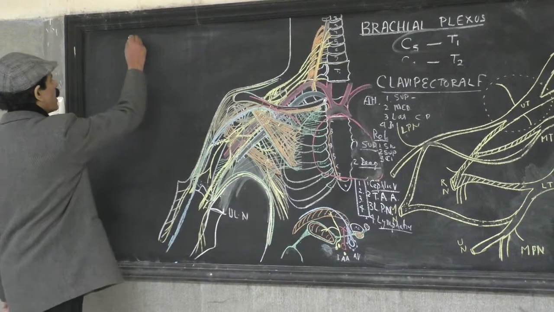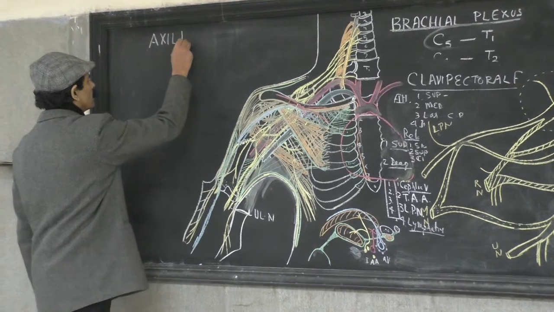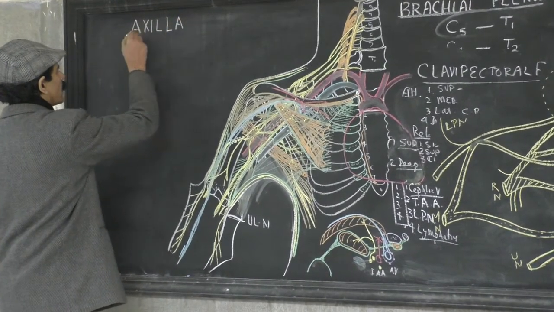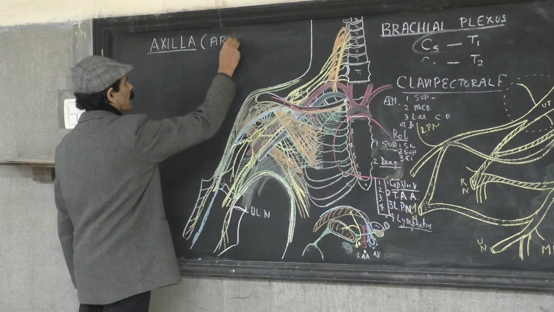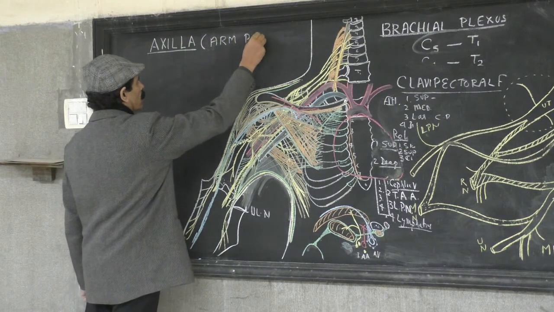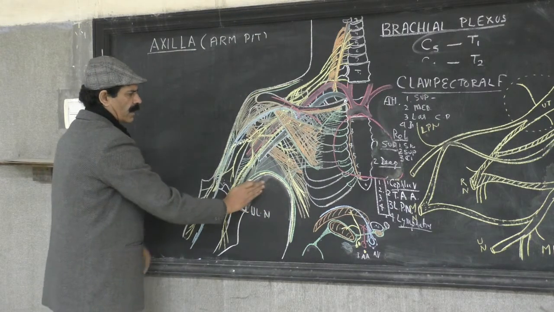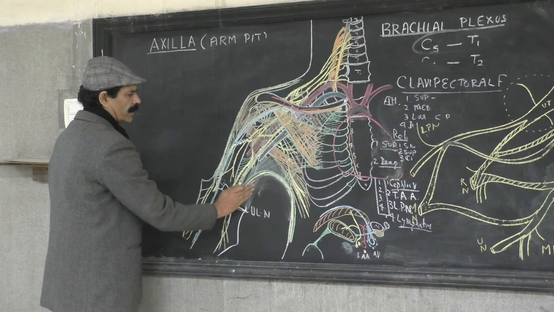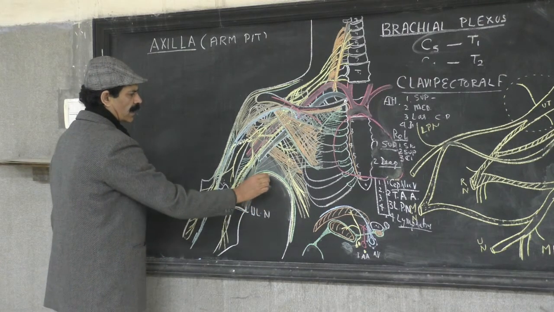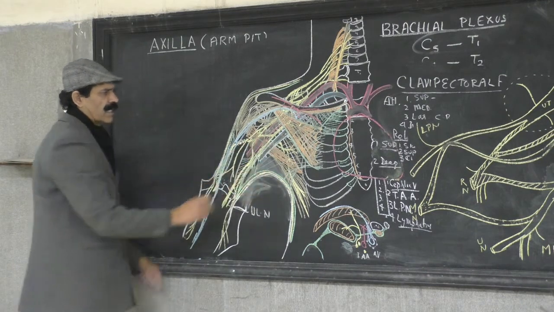Study the axilla. Axilla is also called the armpit. So this convex part on the lateral aspect of the thorax and the upper medial part of the arm is called the armpit, or this area is called the axilla.